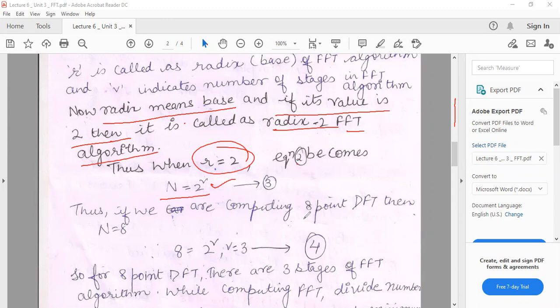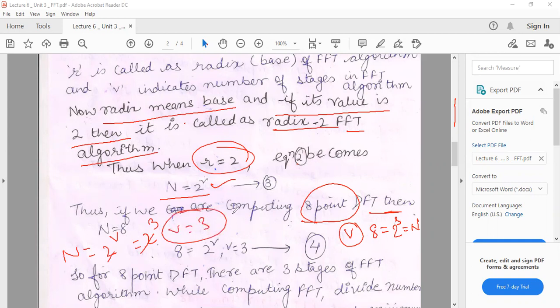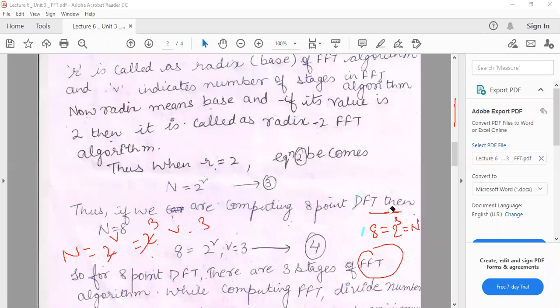Now if we are computing an 8-point DFT, we can find out the value of V. V is the number of stages. How will we find V? 8 can be written as 2 raised to the power 3, which is equal to N. So here N is equal to 2 raised to the power V, so it is 2 raised to the power 3, and V is equal to 3, right? That means if we want to compute an 8-point DFT, we need to compute it through 3 stages of the FFT algorithm, specifically this Radix-2 algorithm, right?